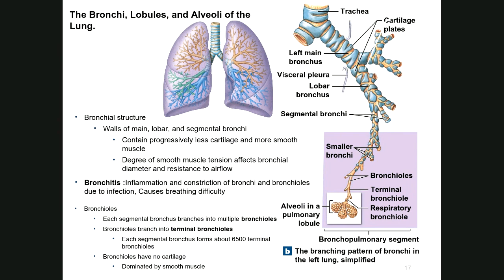Each segmental bronchus forms about 6,500 terminal bronchioles. That's a lot. Each one will form 6,500 terminal bronchioles. And not only are they going to be a lot, but they also have circular forms, so they can have higher surface area to do their function of gas exchange. Very, very interesting, isn't it?